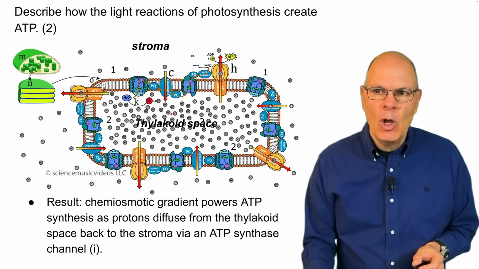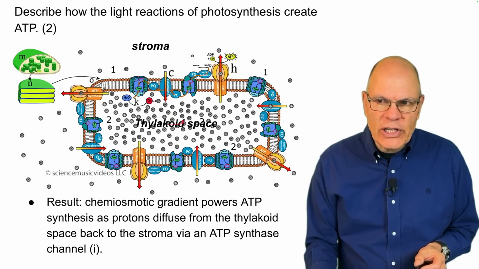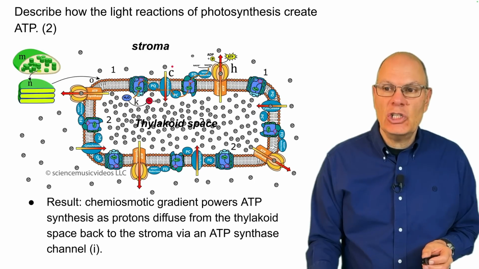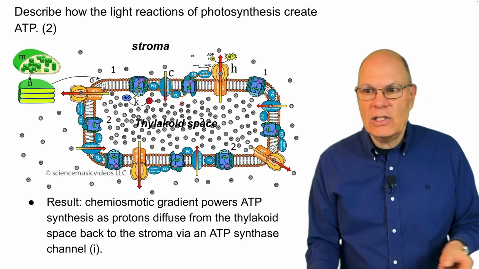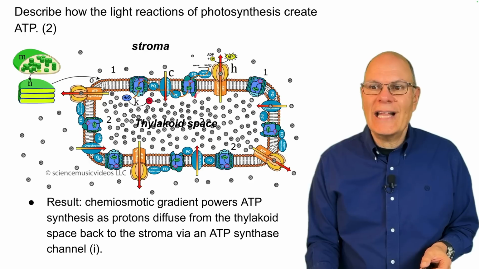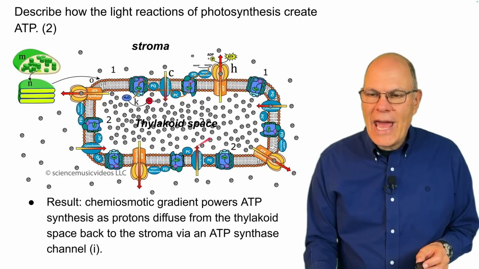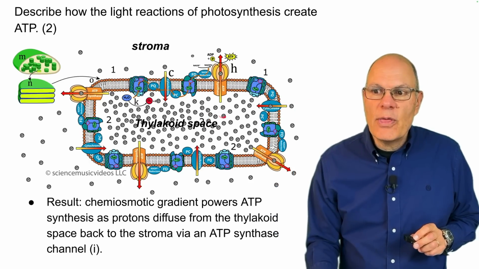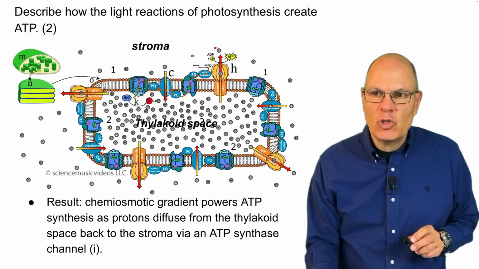Chemiosmotic, what does that mean? Well, there are all these protons that are over here, and there are very few over here. It took energy to do that. And that gradient is a diffusion gradient, and it's also an electrical gradient. And that causes these protons to want to diffuse from the thylakoid space back to the stroma.